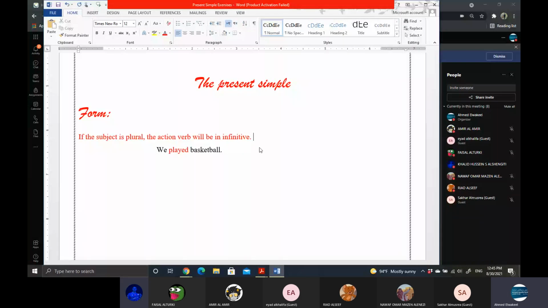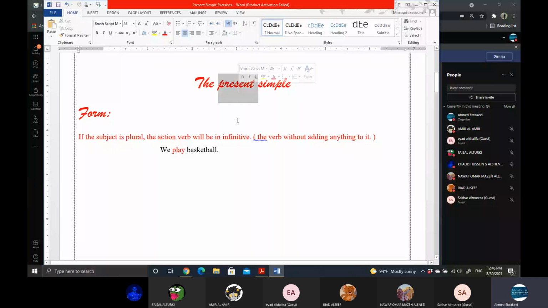Infinitive means the verb without adding anything to it. The verb without adding anything like an s, like ing, ed, nothing. So you just bring the verb without adding anything. So we say we play basketball. We play basketball, not played, because played is in the past, not in the present.